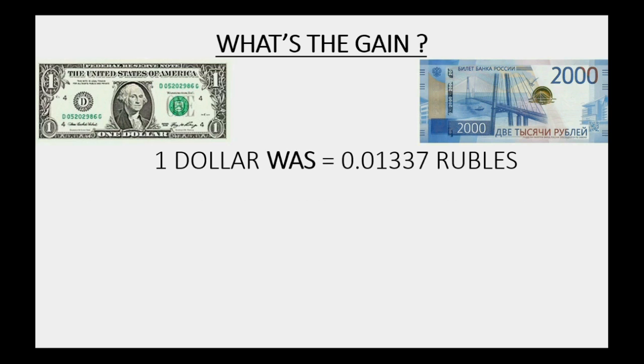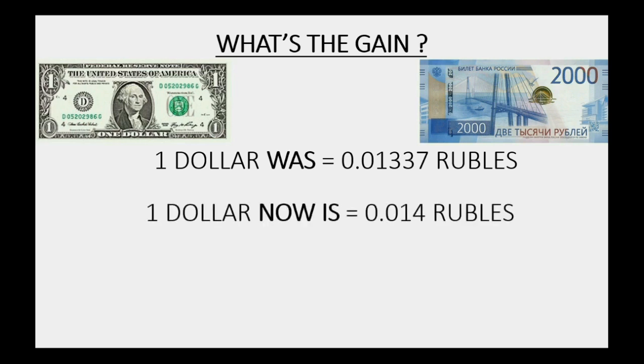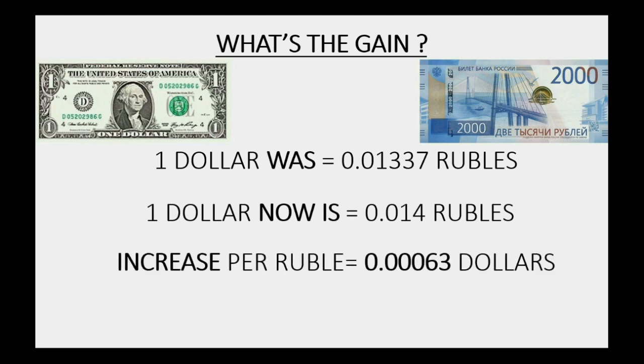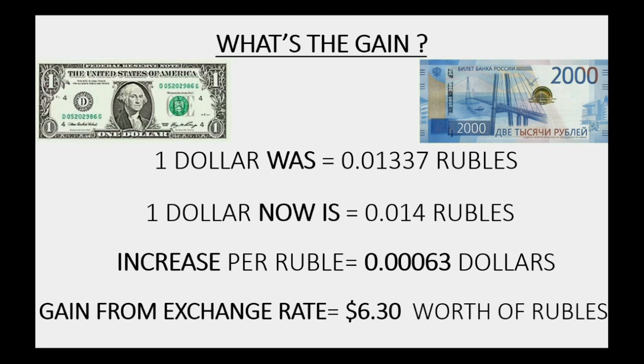So what's the gain? Well, the dollar was 0.01337 rubles on the day we made the invoice. Now, the day we get paid, the dollar is 0.014 rubles. The increase per ruble is $0.00063. And that gain goes for every single one of the 10,000 rubles. So if you multiply the gain times 10,000, that means the gain from exchange is $6.30. It's very easy to multiply times 10,000. Just move the decimal point over and you see if the gain was $0.00063 for each one, times 10,000, that's $6.30.